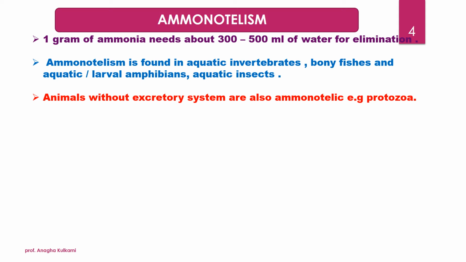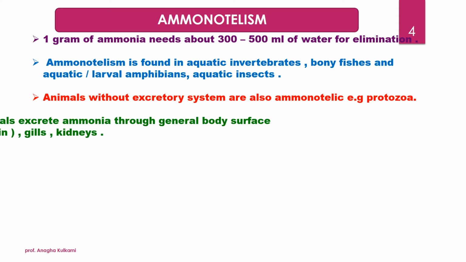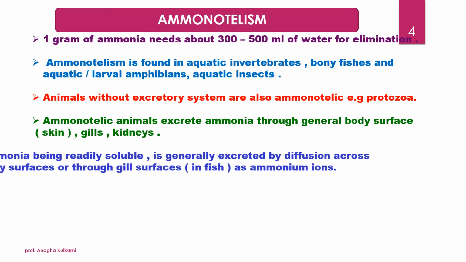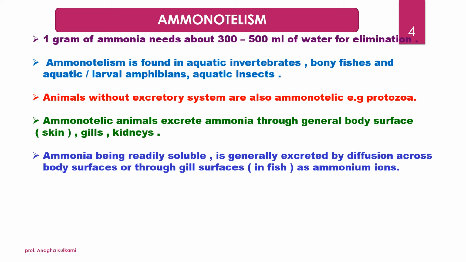Animals without an excretory system are also ammonotelic, for example, protozoa. Ammonotelic animals excrete ammonia through the general body surface, that is skin, gills or kidneys. Friends, you should remember here that it easily diffuses out. So it can easily escape via the body surface, via the skin, the gills. But kidneys do not really play a major role here. Kidneys have a minimum role to play in this process.